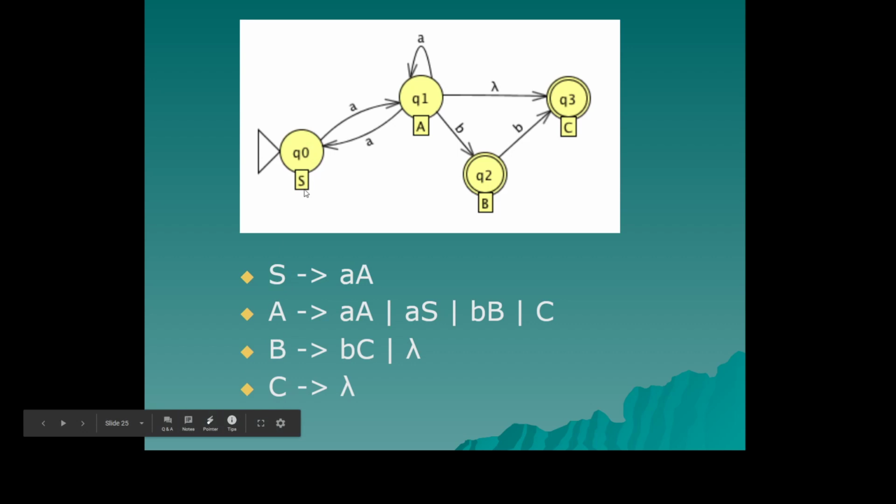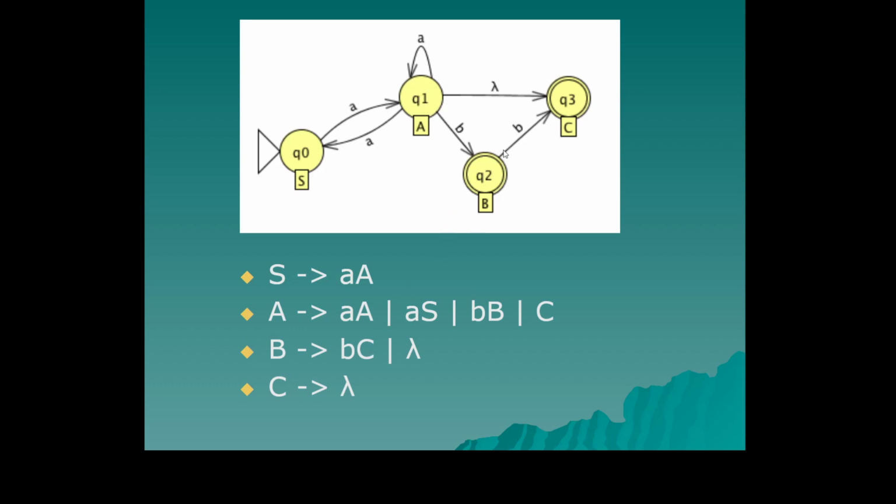For each state, look at all the out arcs. From state S, how do we transition out? With a lowercase a, we transition to state A. Lowercase a, capital A. From state A, what are our out arcs? Lowercase a gets us to S. Lowercase a also gets us to A. Lowercase b gets us to capital B. Or we have a lambda transition that gets us to C. So in other words, just C. That's all the out arcs for our A state.